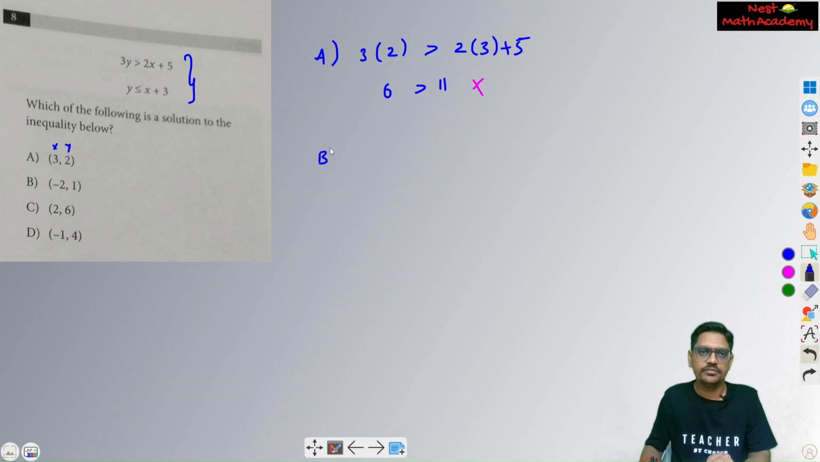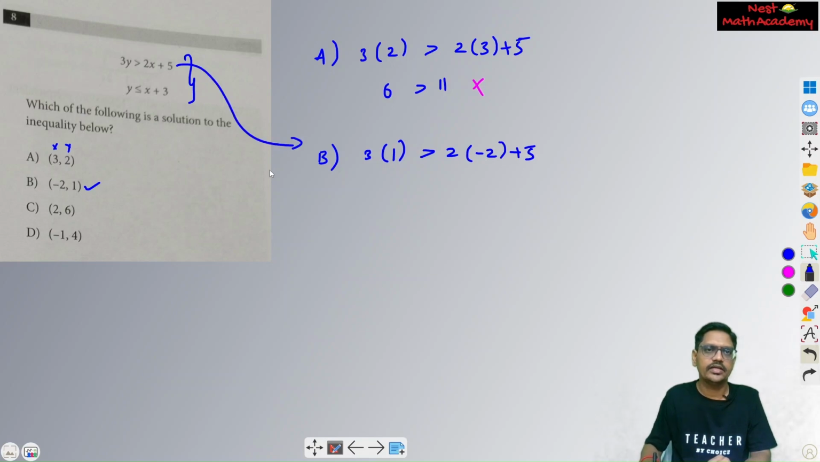So move to option B. If it were correct, I would have checked the second inequality also. But anyway, we are getting it wrong, so no need to check the second inequality. Now go to option B. This time x is minus 2, y is 1. 3 times y, 1, is greater than 2 times (x, minus 2) plus 5. Plugging in this point, I got 3 greater than 2 times negative 2 plus 5, which is negative 4 plus 5, which is 1. 3 greater than 1, correct.